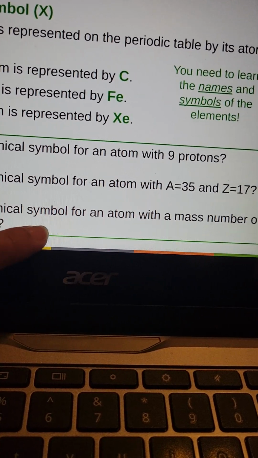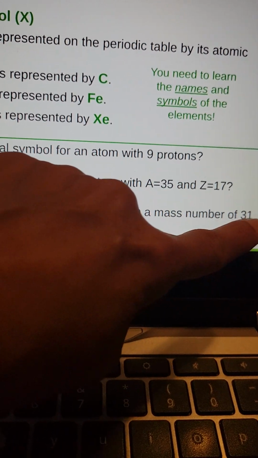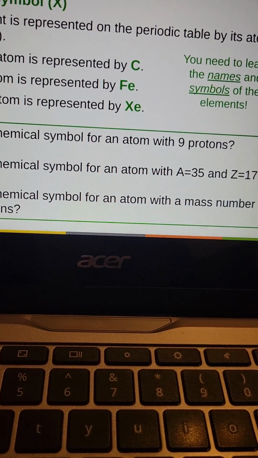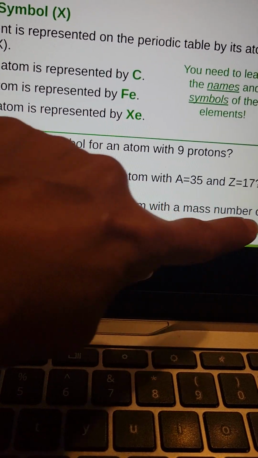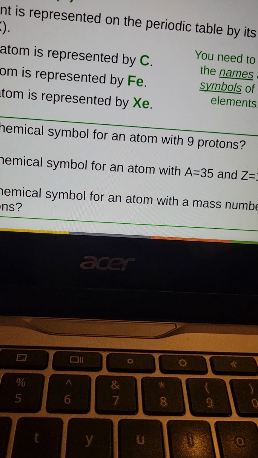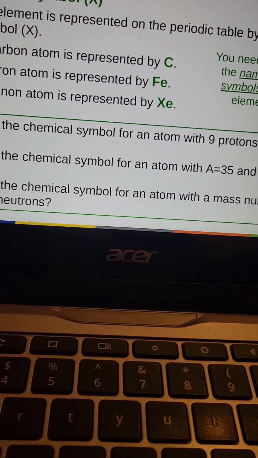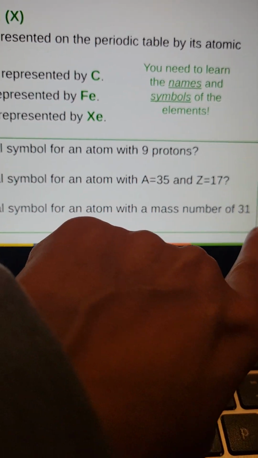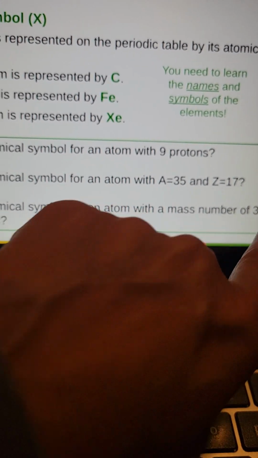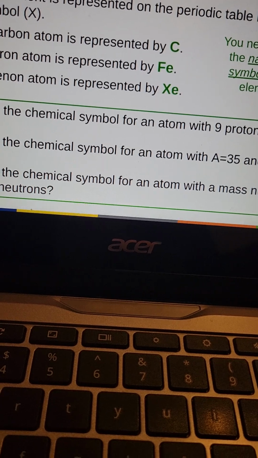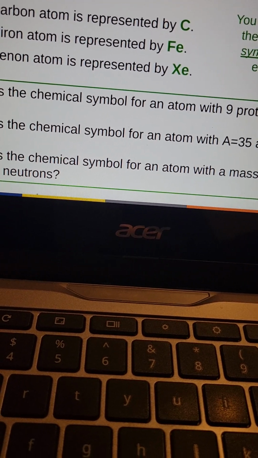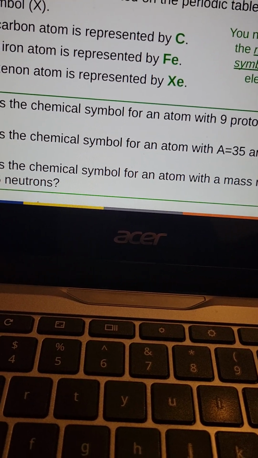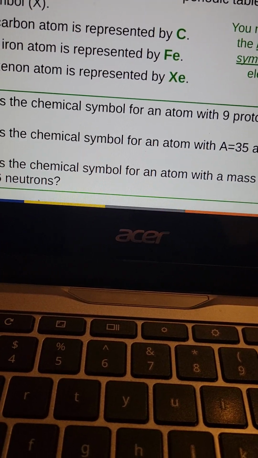And then what is the chemical symbol for an atom with a mass number of 31 and 16 neutrons? So again, we can't tell what the atom is without the atomic number or the number of protons. But the mass number is protons plus neutrons. So if we do 31 minus 16, that will tell us how many protons we have, and then we look up that number on the table to tell us what atom it is.